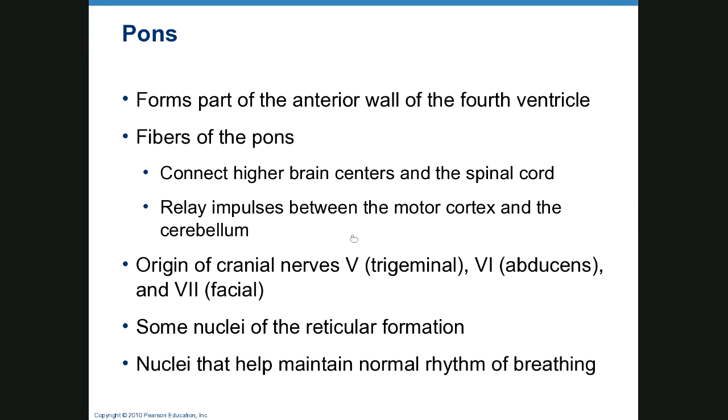The pons, anterior wall, the fourth ventricle, it's a connection between high brain centers and the spinal cord. Relays impulses from the motor cortex and the cerebellum, also the origin of cranial nerves, 5 trigeminal, 6 abducens, 7 facial, and has some of the nuclei of the reticular formation, helps maintain a normal breathing rhythm.